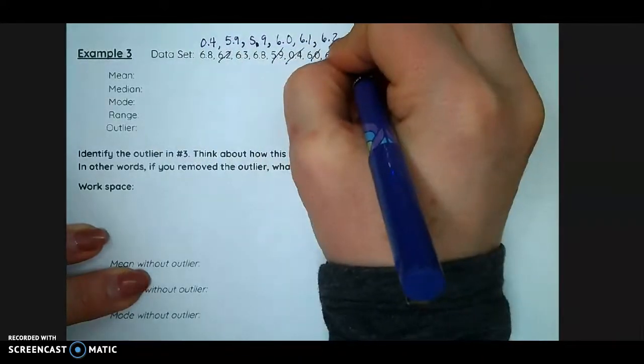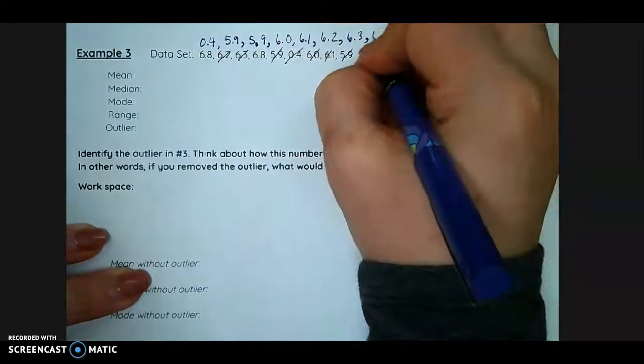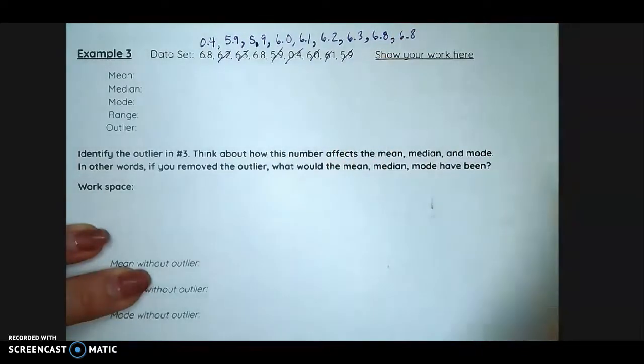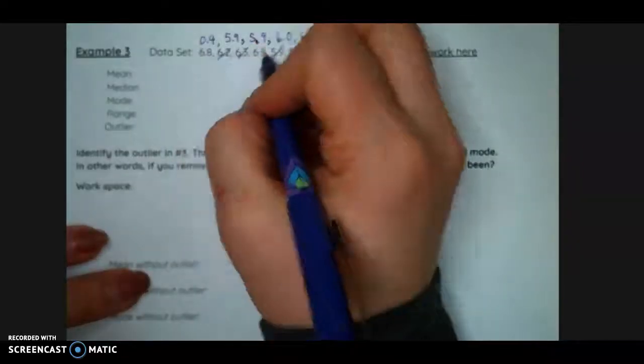You'll notice I'm really making my commas clear because I have a decimal. I want to make sure that I know which one's my decimal point and which one's my comma. I want those to stand out. So I'm going to do the same thing. I'm going to put them in order.